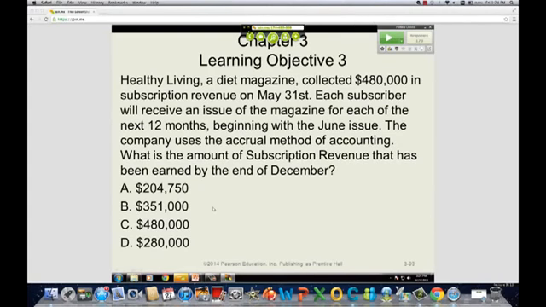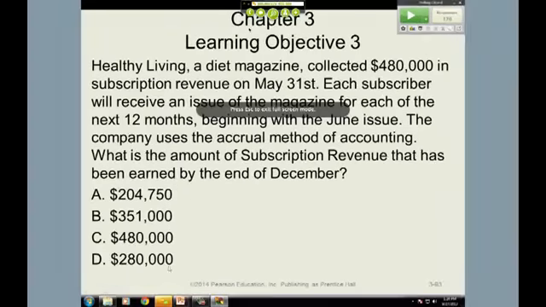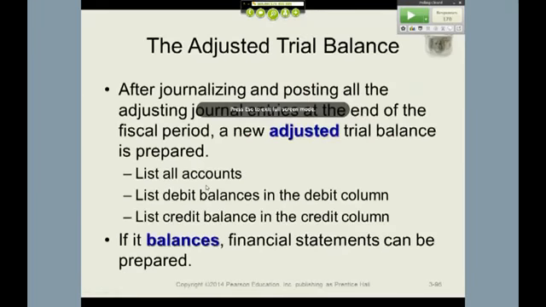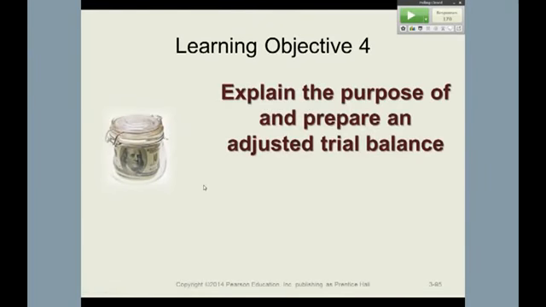All right, so again, anything else on the adjustments?